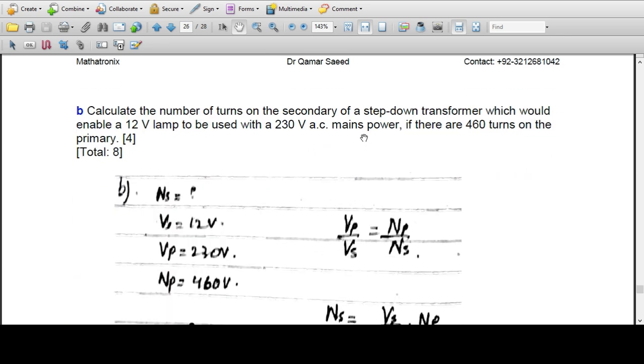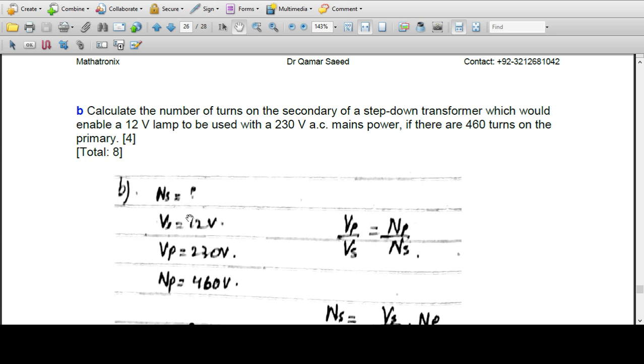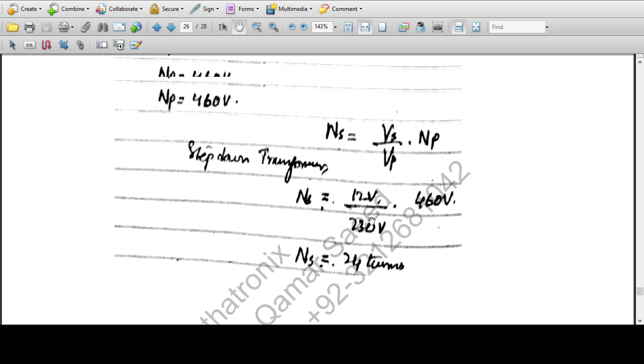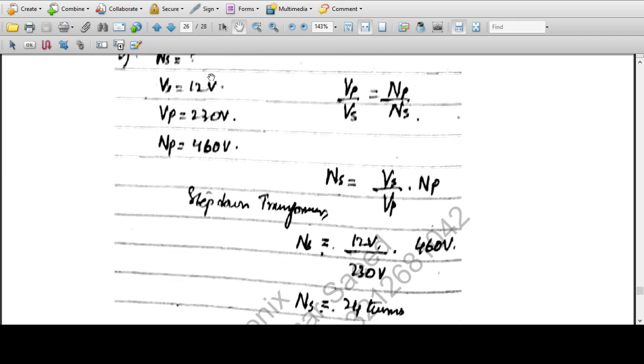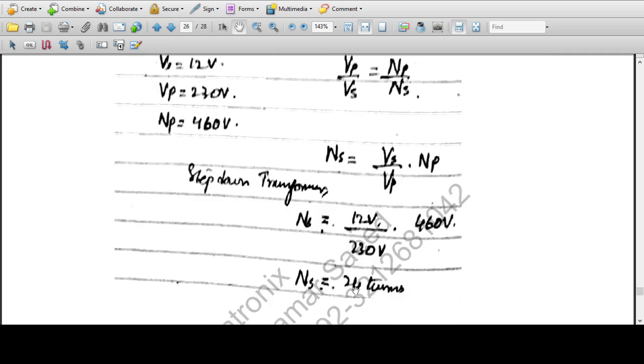Calculate the number of turns on the secondary of the step down transformer, which would enable a 12 volt lamp to be used with a 230 volt AC main power if there are 460 turns on the primary. So the number of turns on the secondary has to be calculated. Voltage on the secondary is 12 volt, primary is 230 volt, number of turns on the primary is 460. The number of turns on the secondary will be much lower, because the voltage on the secondary is lower, 12 volt, so the number of turns on the secondary will be much lower than this one, which is 24 turns here.